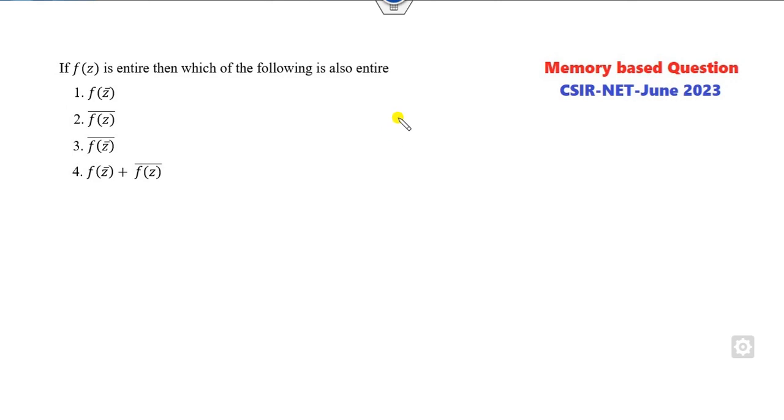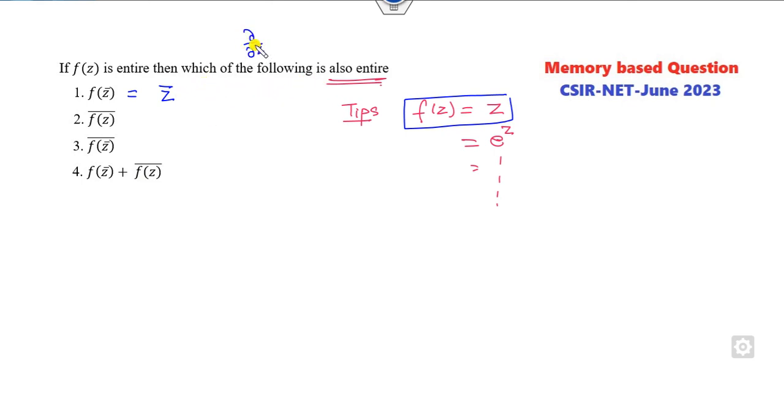F of z is entire, then which is also entire. Very simple. Your target is to discard the options. Think about any entire function. z is entire, e raised to power z is entire, and many more are there. All are entire functions. So the simplest manner is here. Look at that. If I substitute here, what is that? This is z bar. Is it entire? No. What is the definition of entire? If the derivative is 0, or it satisfies this condition, ux is uy and uy is minus vx. But clearly the partial derivative with respect to z bar is 1, which is not 0. It is not entire.